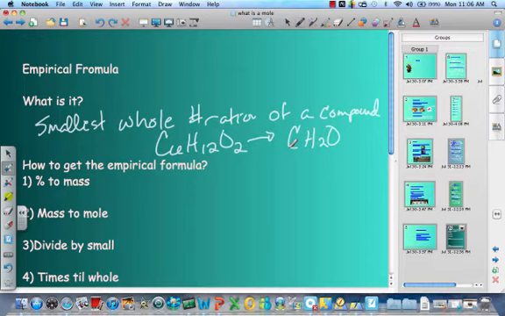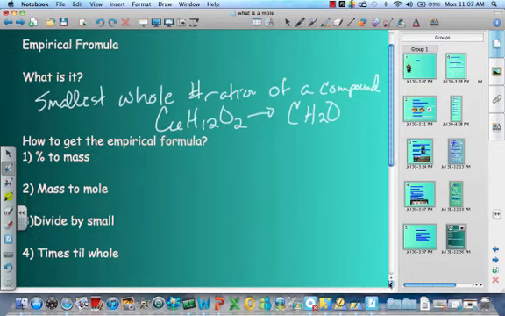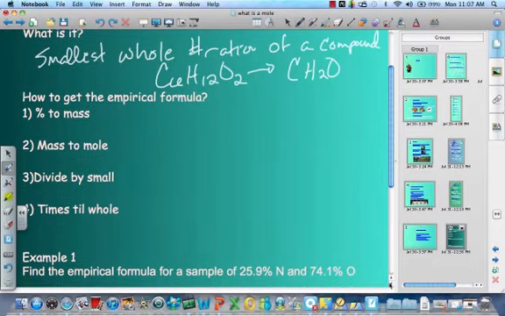So if you see this, you might think, oh, wow, this is going to be really easy. It's not always as simple because I don't always give you this formula. So normally when you calculate the empirical formula, you're going to follow these steps. You're going to go percent to mass, mass to mole, divide by small, times to whole. So what does all that mean?